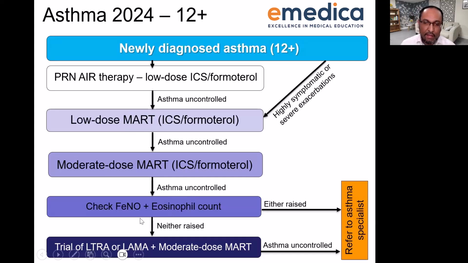Still not well controlled? At this stage, again, this is a big change in the new guidelines, because what you do now is check FeNO again and check their eosinophil count. If either's raised, refer them to an asthma specialist. If neither's raised, then you could trial either montelukast, a leukotriene receptor antagonist, or a LAMA, a long-acting antimuscarinic, alongside continuing the moderate-dose MART. Still not controlled on that, refer them to an asthma specialist. So this is the guideline for adults.